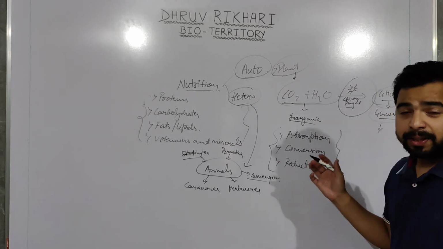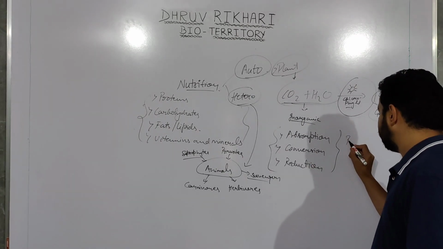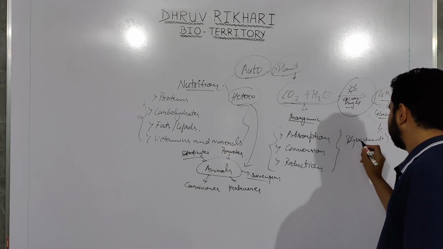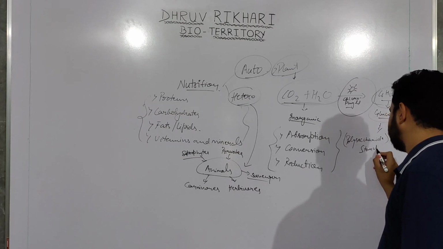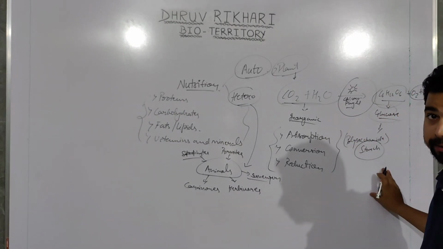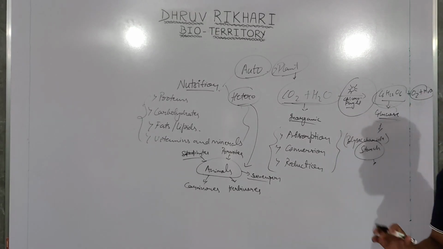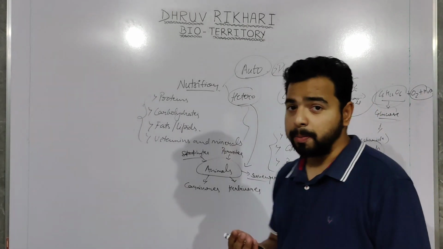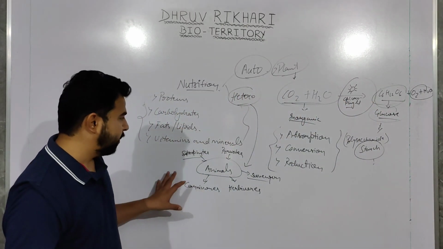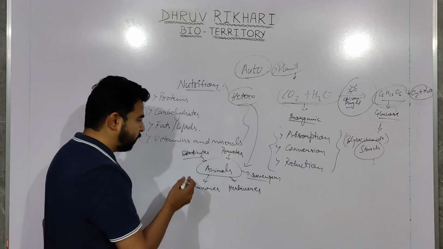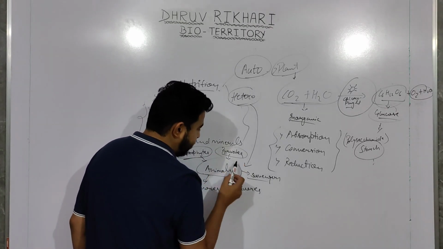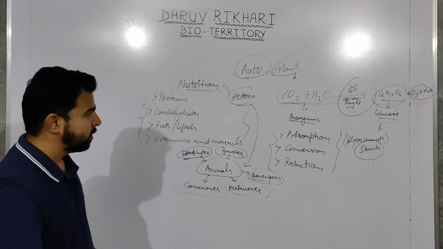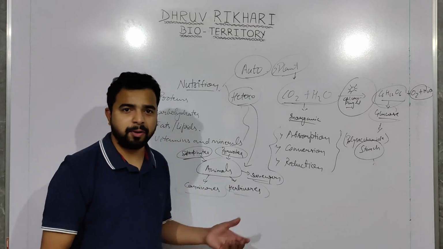The food gets stored within the plant in the form of polysaccharide, which we call starch. So starch is a polysaccharide, which is a stored food material of plants, a complex form. And here we talked about heterotrophs, that in heterotrophs we include saprophytes, parasites, scavengers, herbivores and carnivores. So this is the difference between autotrophs and heterotrophs.